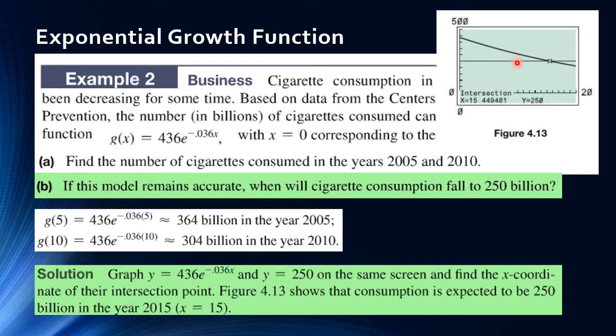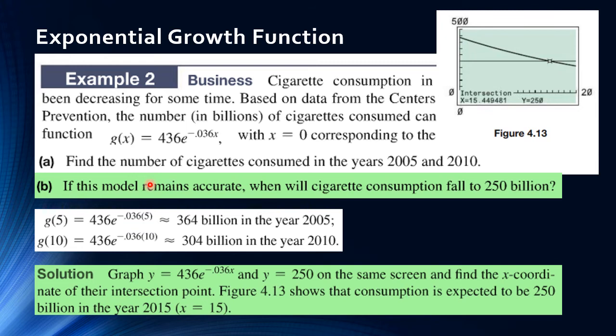And you say yes. And then it'll say, do you want to guess the intersection? You just hit enter again, and it'll highlight the point there that you see, and then you see the value at the bottom. Now remember, it's 15.449. So this is in the middle of year 15. Well, middle of year 15 is 2015, probably about June, which is still in the year 2015.